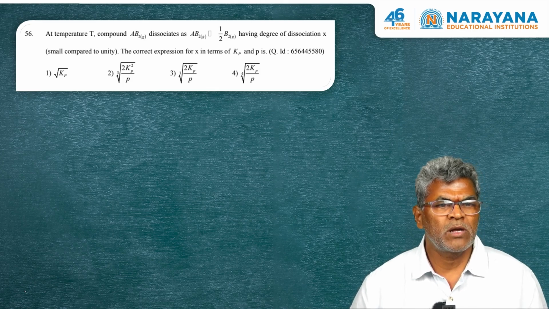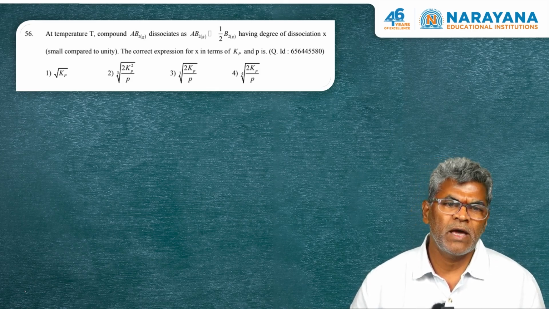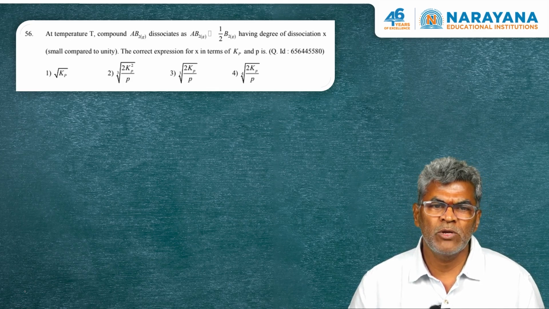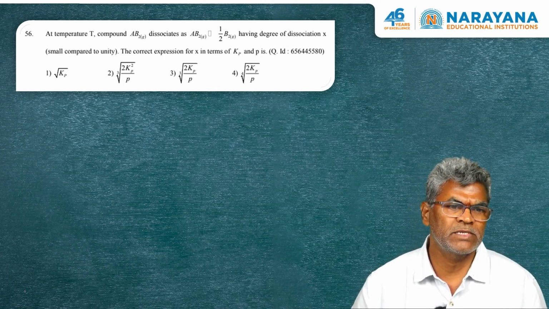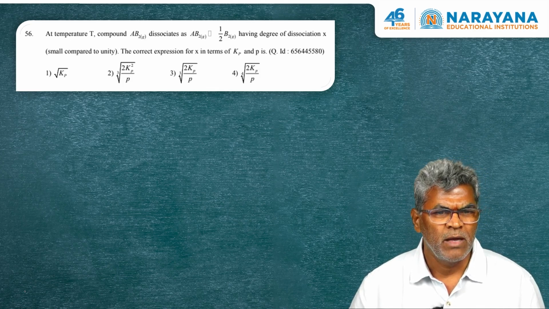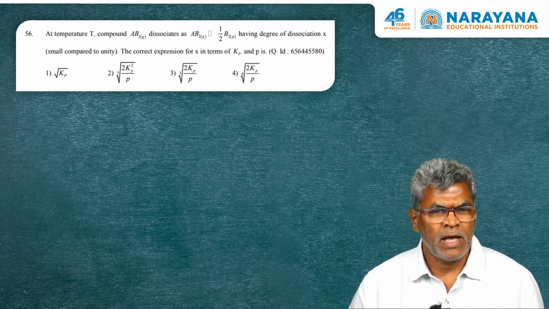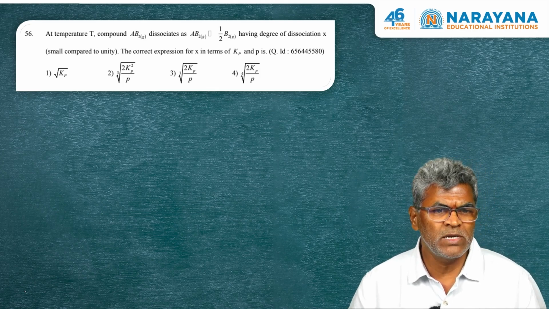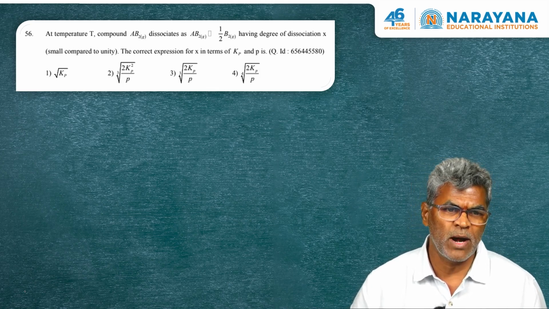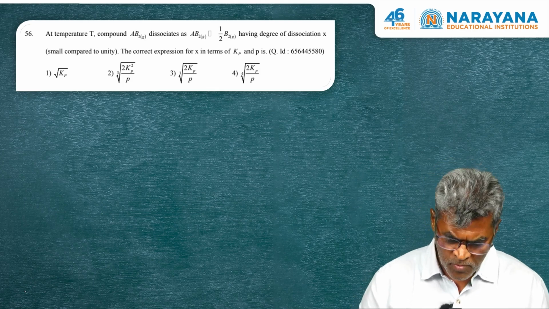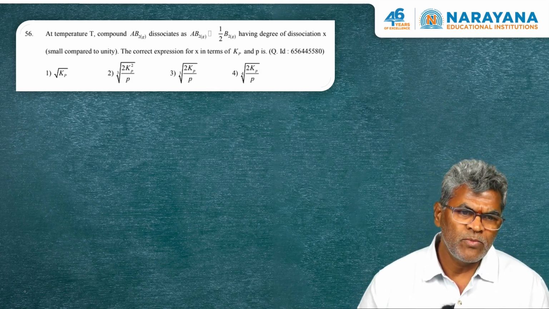At a temperature, compound AB2 dissociates as AB and half B2, having degree of dissociation x, small compared to unity. In the question, as they mentioned, x is very small. So wherever x comes in the denominator, you can neglect that part. That is why most probably the second option will be the answer.